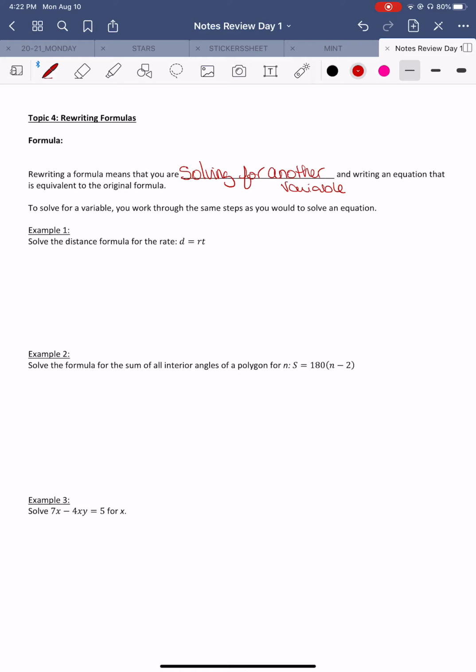Now, when we look at the distance formula, d equals RT. We know that the rate is r, so we are trying to isolate r. How do we solve for r? We simply divide by t. That isolates r, and we are left with r equals d over t. R is by itself, so we are finished.